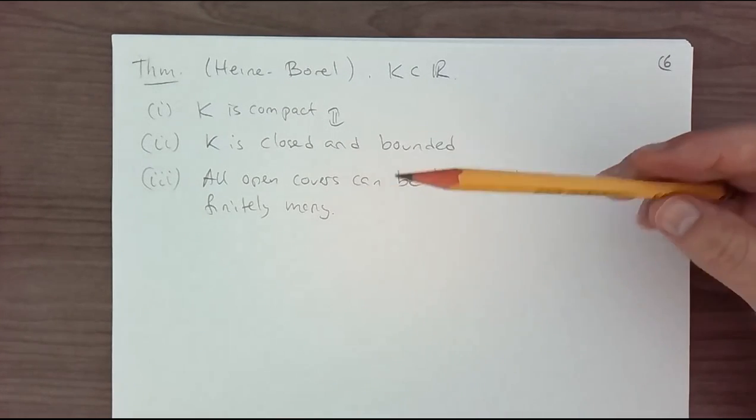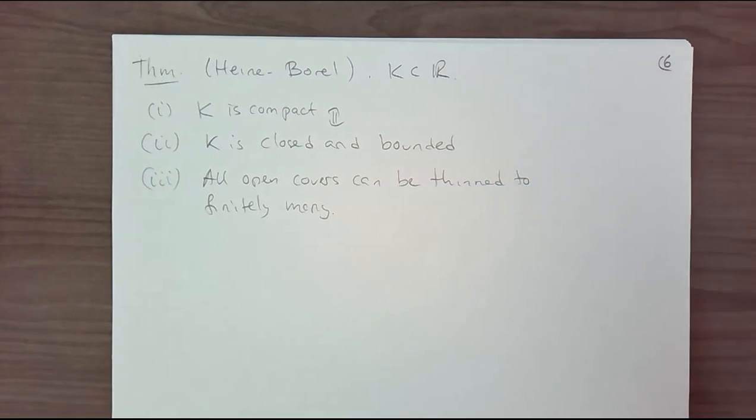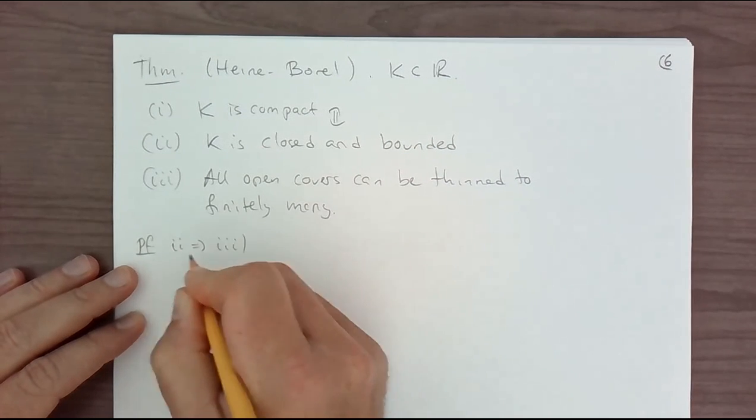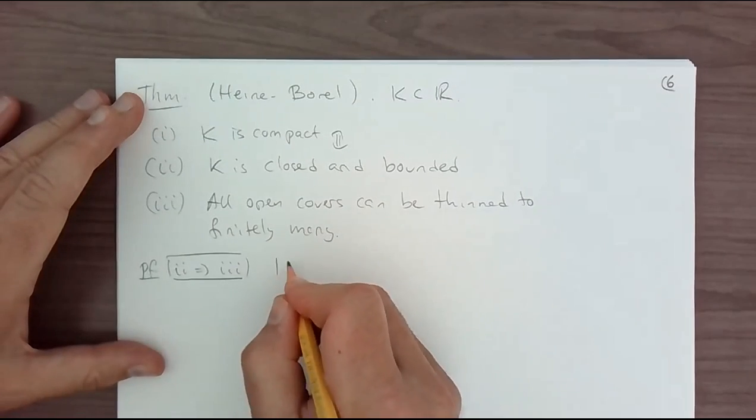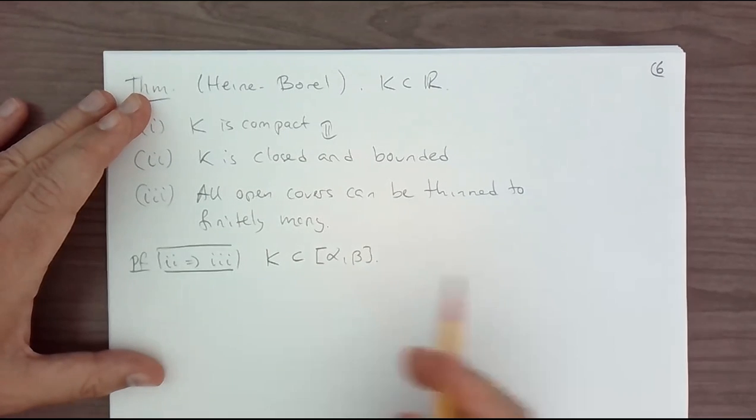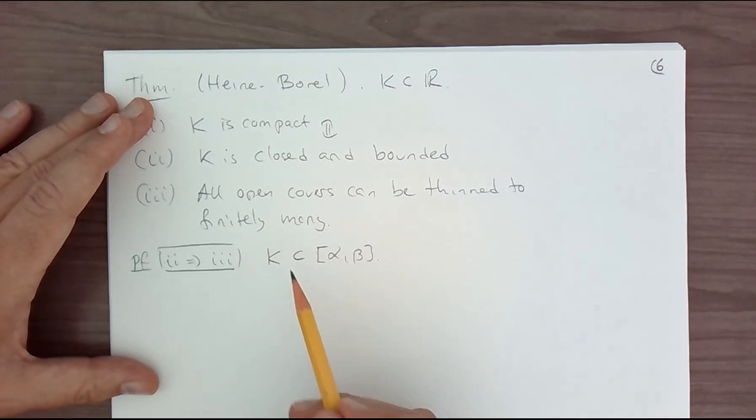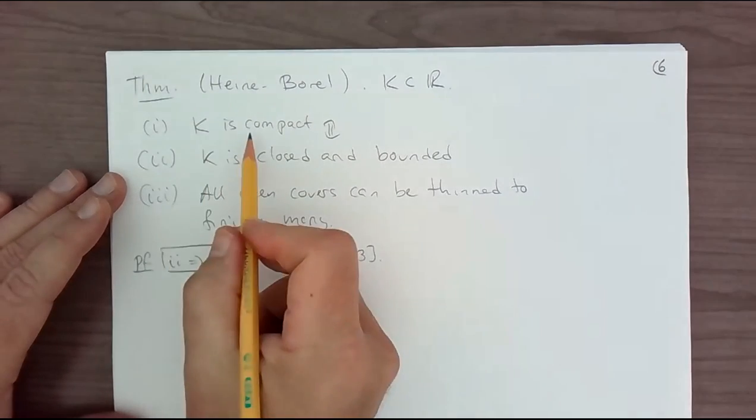Right, so what we've been proving here is that we had a prototype, and last time I also showed you that what we did in the proof was 2 implies 3. What we did was we took K, we put it inside some big box, alpha to beta, and then we can use that to also thin out a cover of K. The other parts, how would you go about them? So we have 1 implies 2.